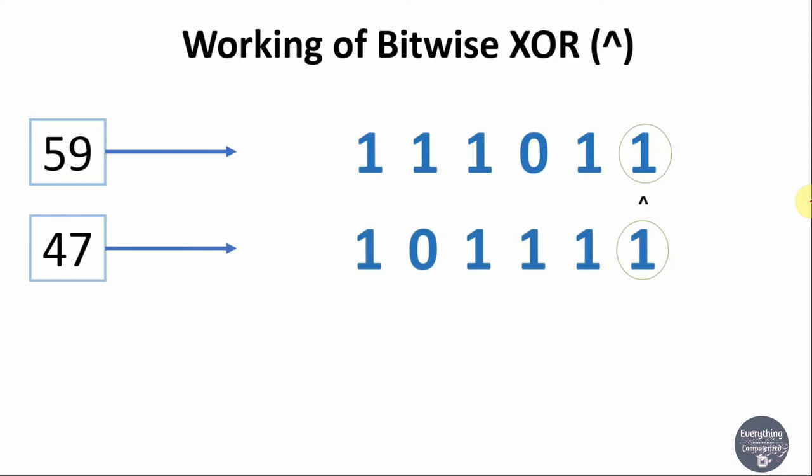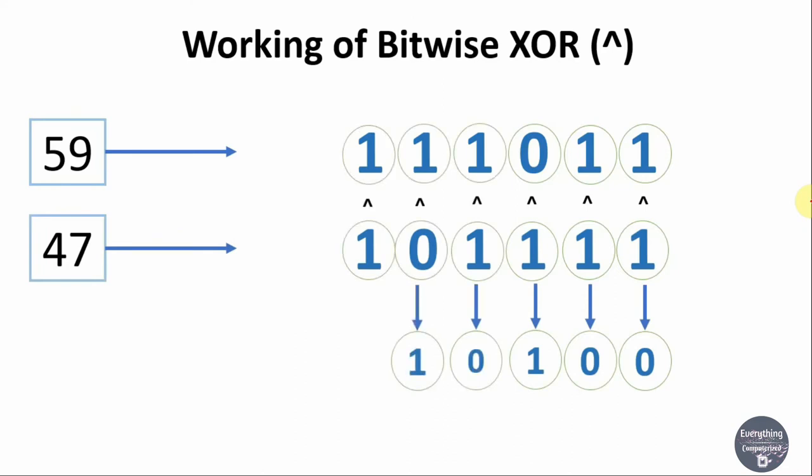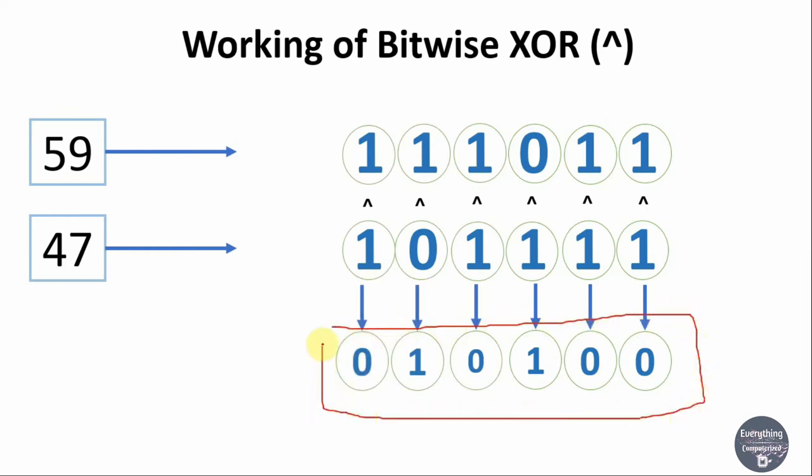So starting from the end, 1 XOR 1 will give 0. This is an XOR operation, and if you have read Boolean algebra, then you would be knowing what this is. So 1 XOR 1 becomes 0, 1 XOR 1 becomes 0, 0 XOR 1 becomes 1, 1 XOR 1 becomes 0, 1 XOR 0 becomes 1, and 1 XOR 1 becomes 0. So this is our final binary result, which in decimal form is 20.